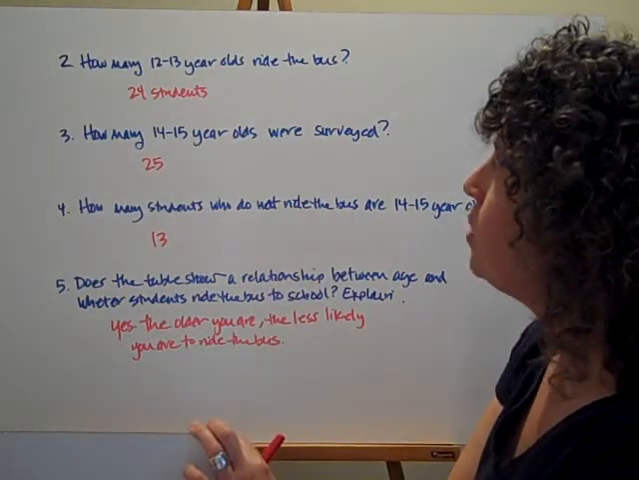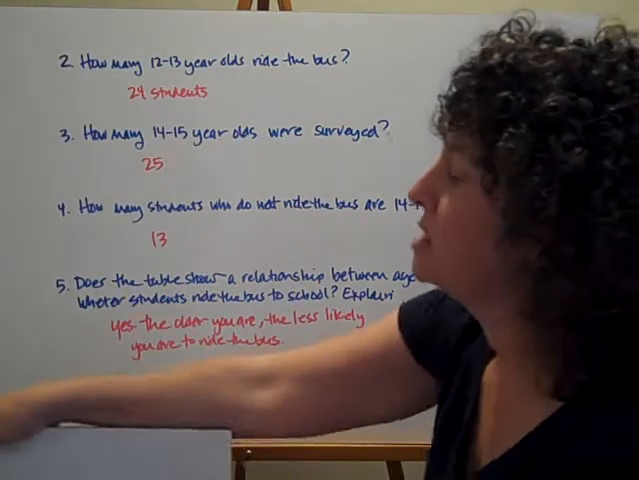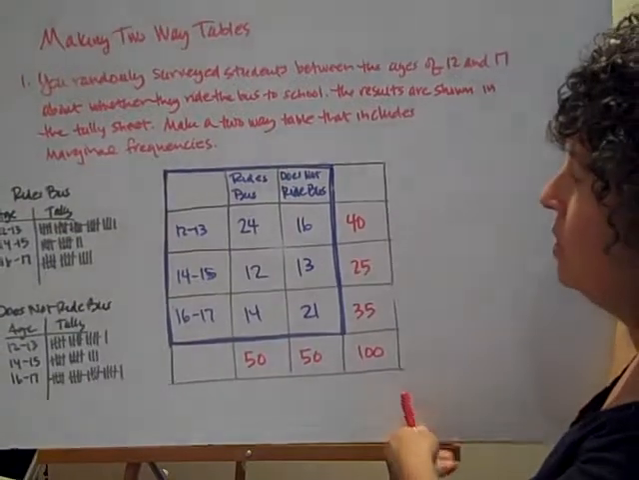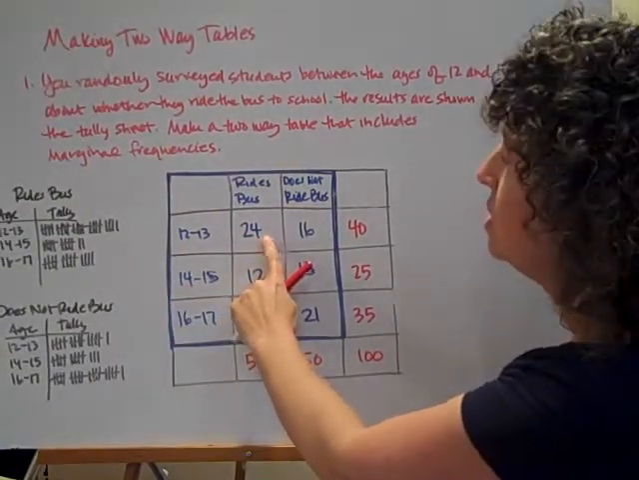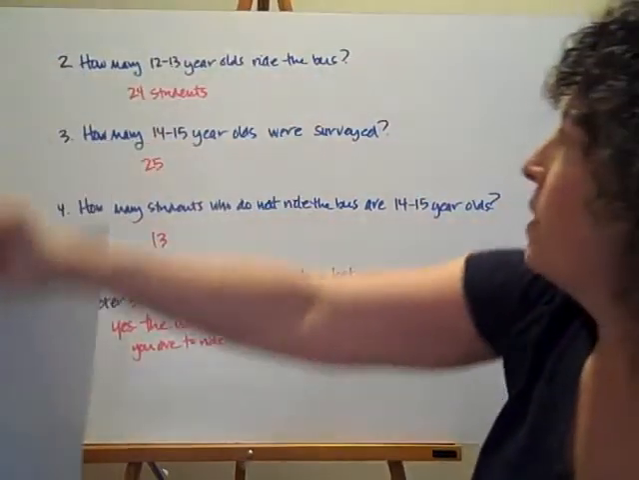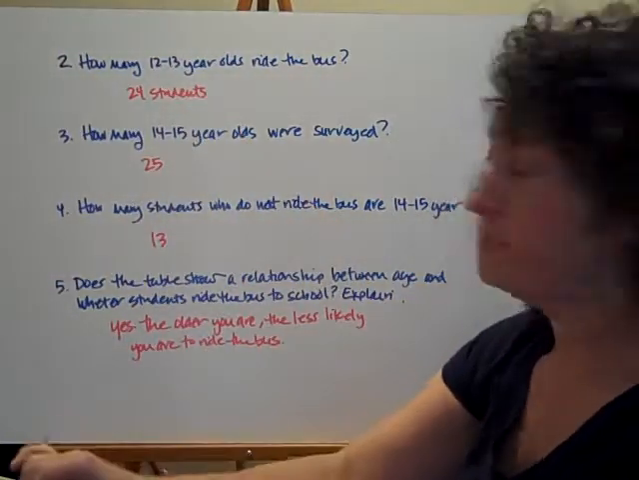Second question, how many 12 to 13-year-olds ride the bus? So again, we're going to look at our table. 12 to 13-year-olds who ride the bus, that's this category right here. So there are 24. So we should come up with 24 students.